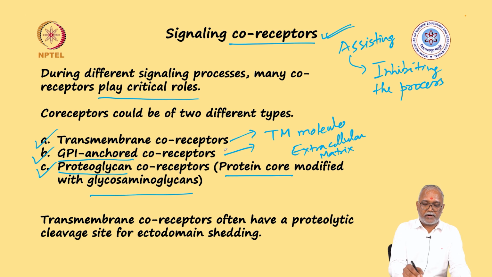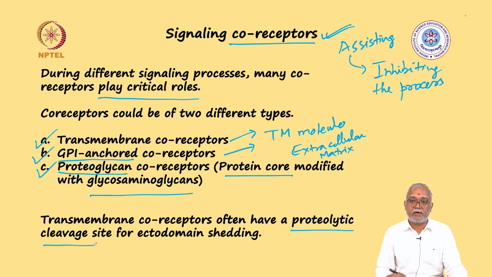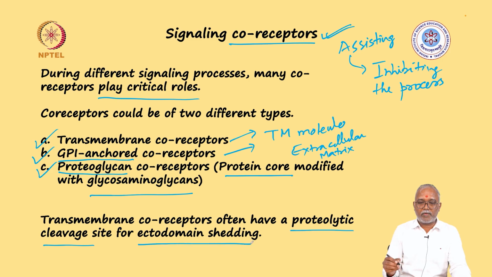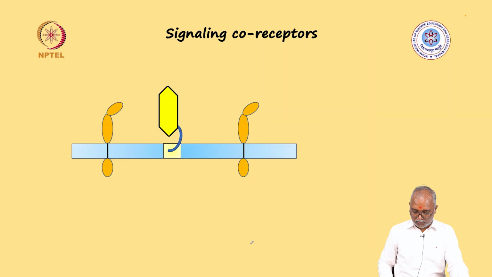Often these transmembrane receptors undergo proteolytic cleavage. We have seen proteolytic cleavage happening for regular receptors also. If you recollect, it was for Eph-ephrin like receptors, it was for Notch-Delta type of receptor that the extracellular domain was being removed by proteolytic cleavage, which is referred to as ectodomain shedding in the case of co-receptors.